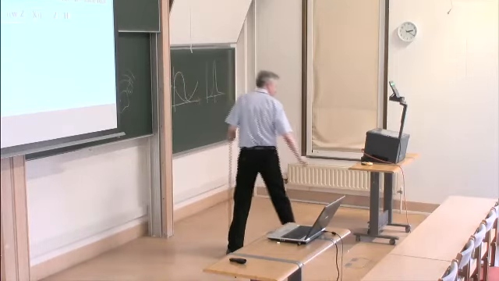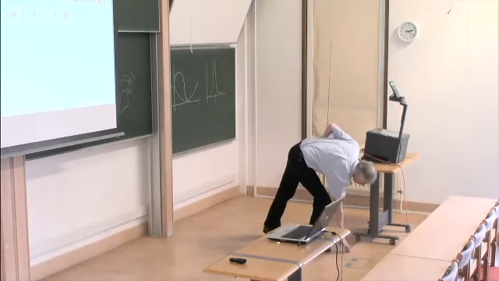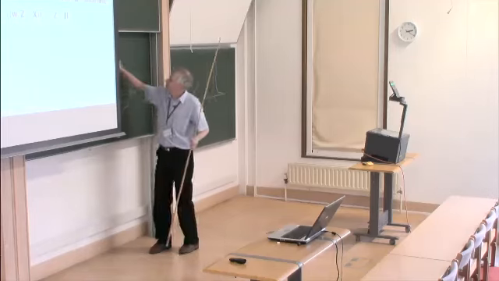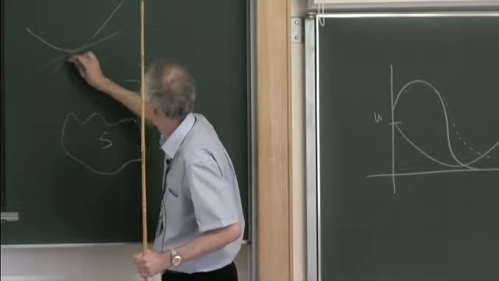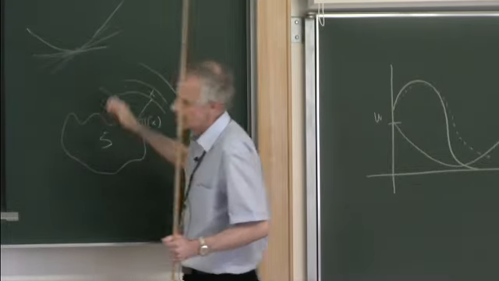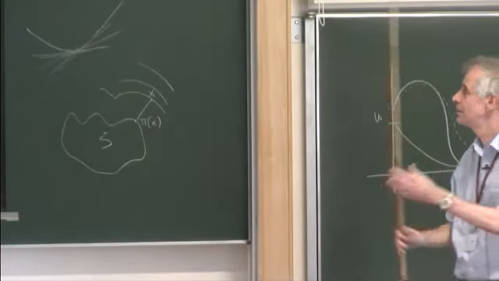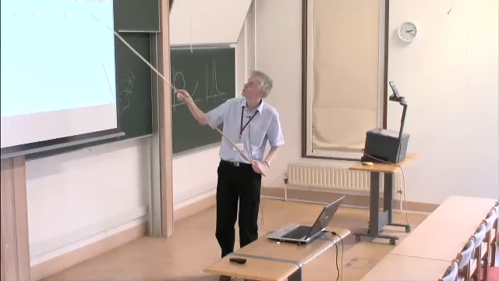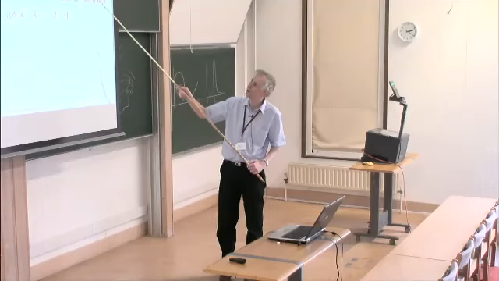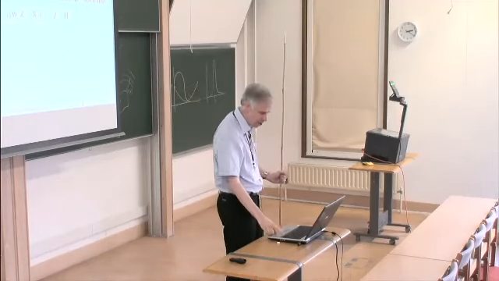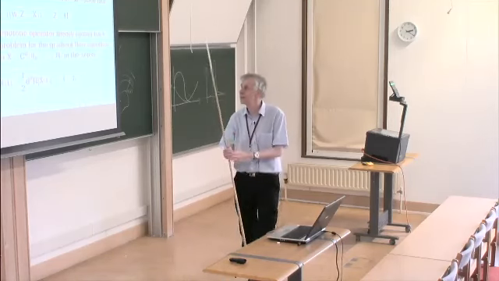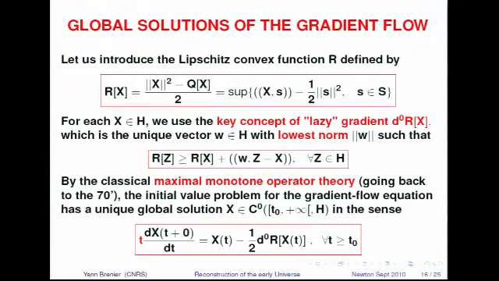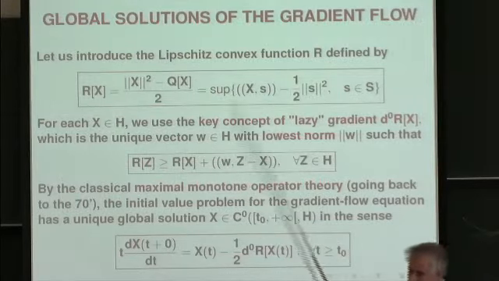When you have, for instance, a convex function with a kink, you have many possible supporting planes. Like this. And among them, you take the one that has the smallest norm. And this is uniquely defined. So this is a good thing. This is a way of describing the gradient of a convex function when there are kinks. And the nice thing is, if you use the classical theory of maximal monotone operators, you can solve the first order equation.